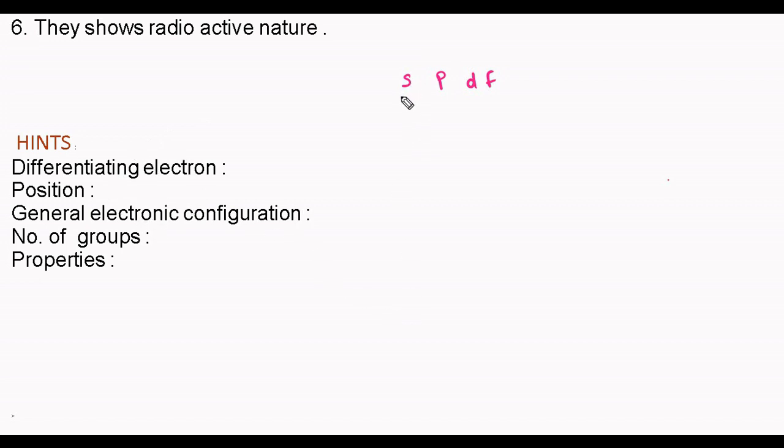In the S block, the differentiating electron enters the ns subshell, the S subshell, right? So the position is the left hand side of the periodic table. The S block element position is left hand side. So I am writing here 1 and 2. General electron configuration, ns 1 to 2. How many groups are there? 2 groups are there. What are those? First A and second A. Properties, these all are metals.